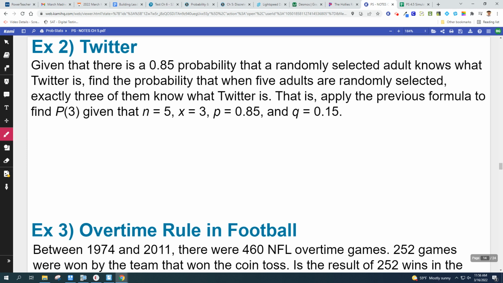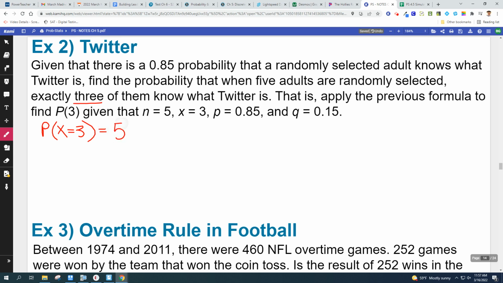Example 2. Here comes that Twitter question again. Given that there is a 0.85 probability a randomly selected adult knows what Twitter is, find the probability that when 5 adults are randomly selected, exactly 3 of them know what Twitter is. Okay, so we want to find the probability of exactly 3. X equals 3. Sometimes we'll want greater than or less than, but we want to find 3 out of 5.